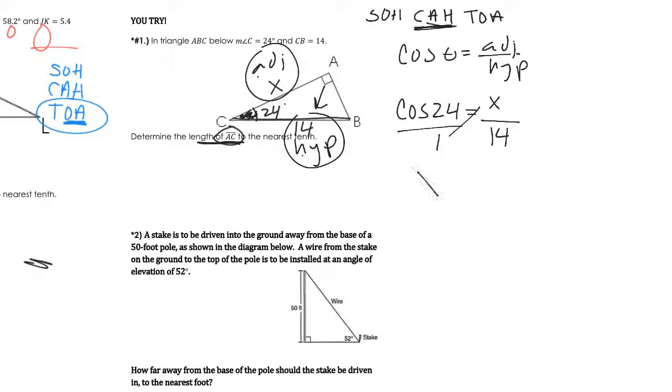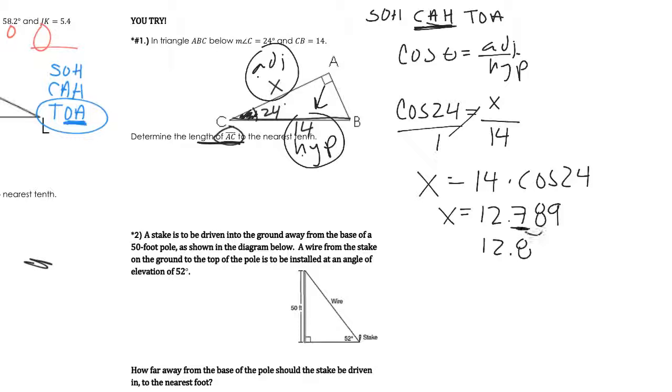So I just have to cross multiply to solve. X equals 14 times cos 24. And when you type that in your calculator, you should get 12.789. It says to the nearest tenth, so it's 12.8.